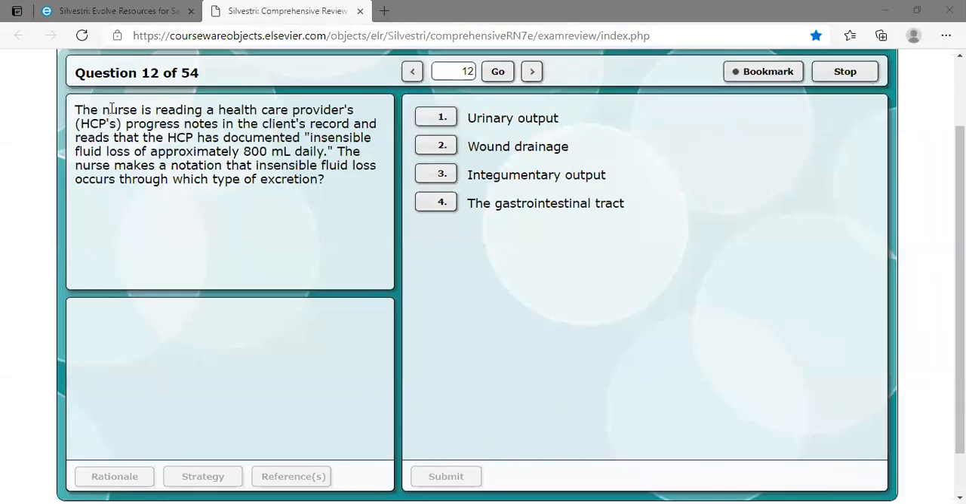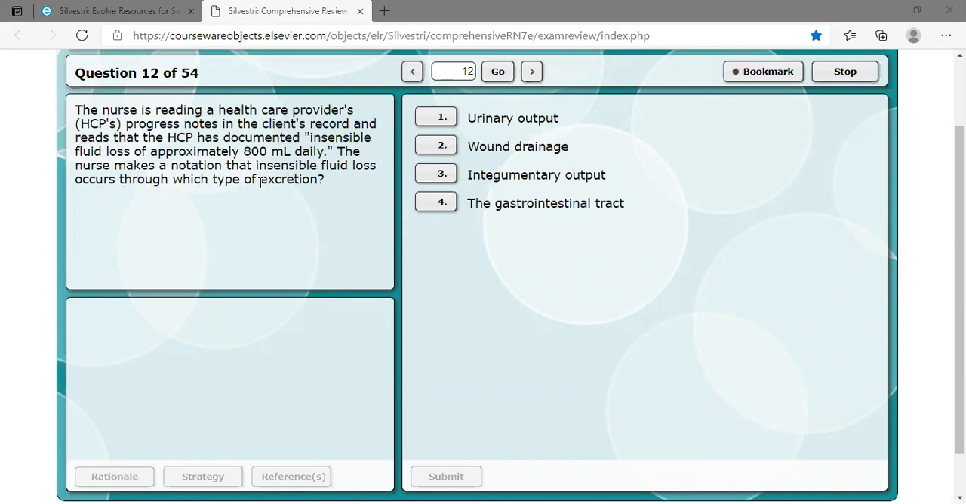This question says the nurse is reading a healthcare provider's progress note about the client record, and reads that the healthcare provider has documented insensible fluid loss of approximately 800 ml. The nurse makes a notation that insensible fluid loss occurred through which type of excretion?